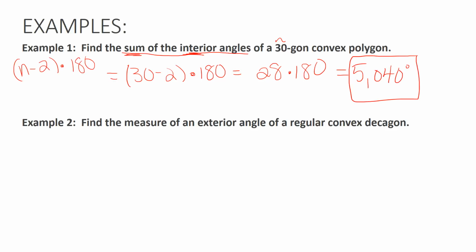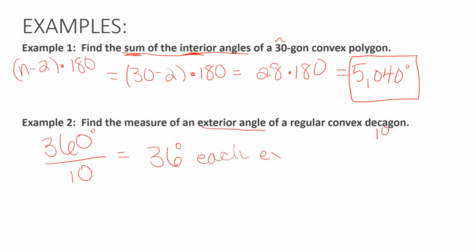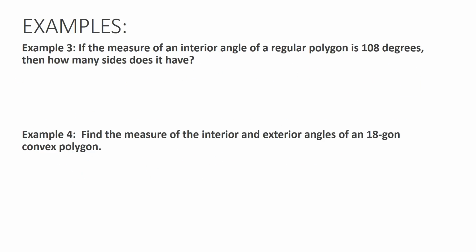Example number 2, we need to find the measure of an exterior angle of a regular convex decagon. So that would be 360 divided by, well, we have to figure out how many sides a decagon has, which would be 10 sides. So we're taking 360 degrees for the exterior angles divided by 10 angles in a decagon, which would mean that we have 36 degrees for each exterior angle in a decagon. So 36 degrees.